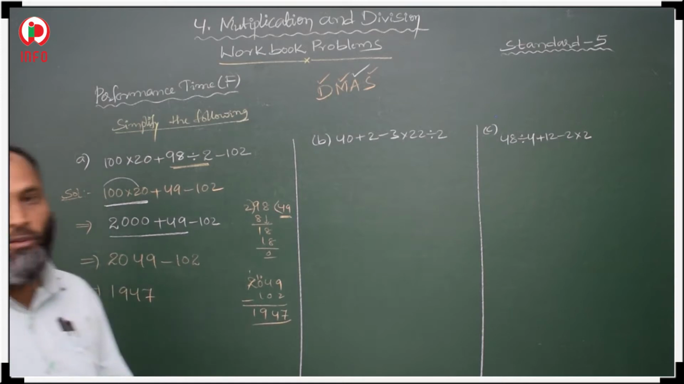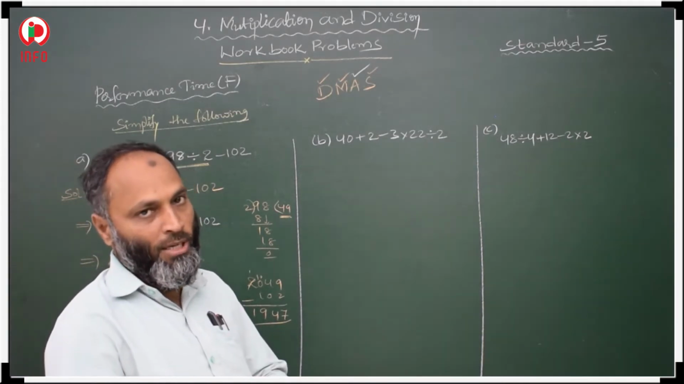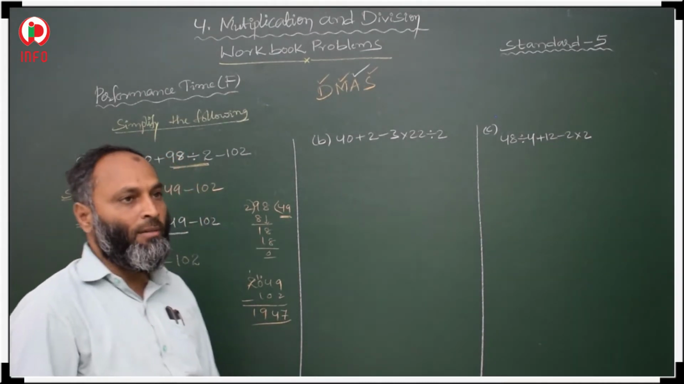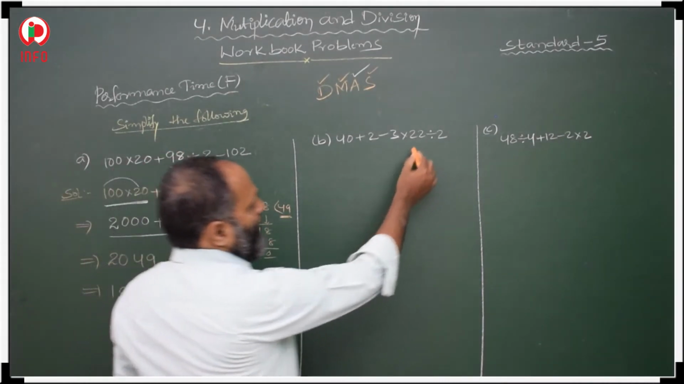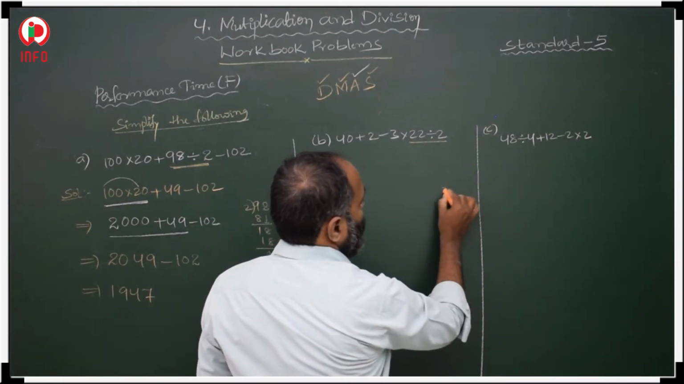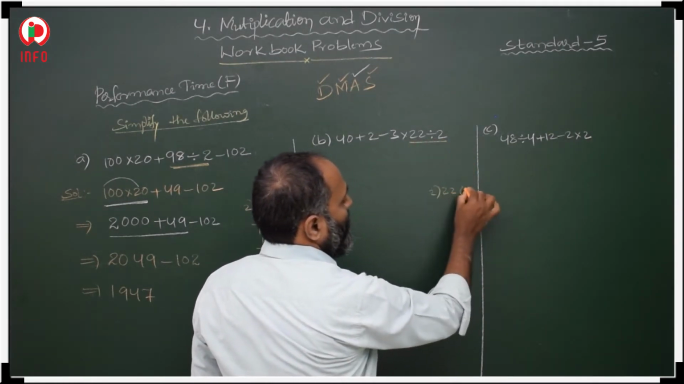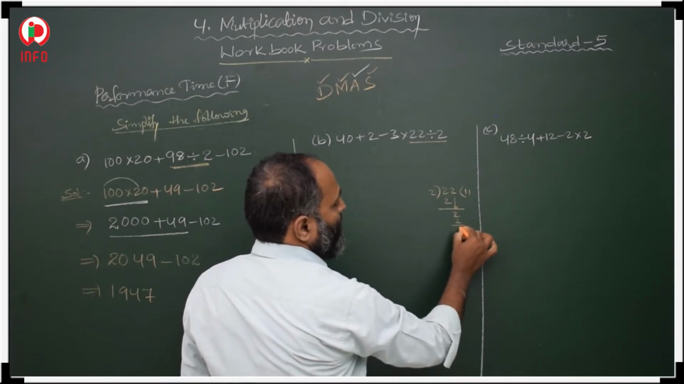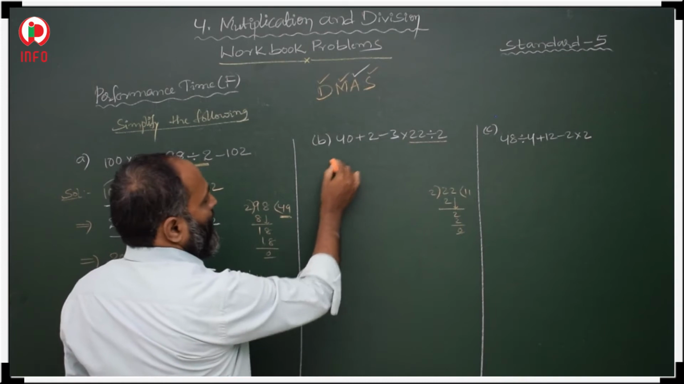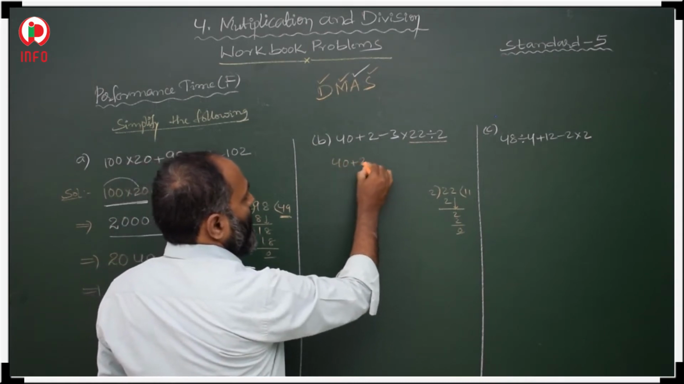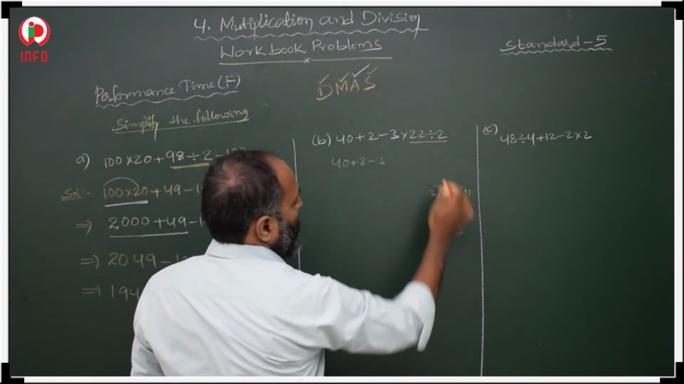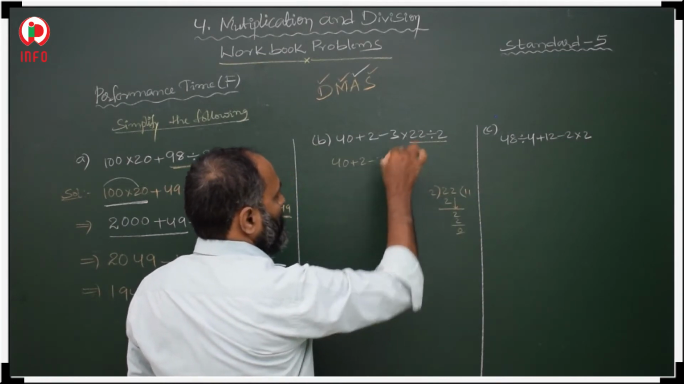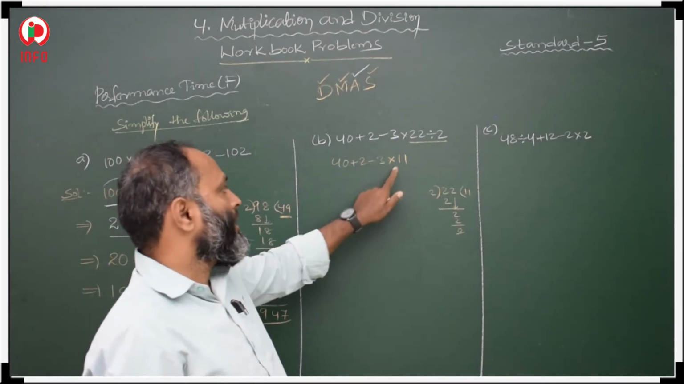In this way you have to do first division, then multiplication, then addition, then subtraction. In the next example, first the division part we have to do. 22 divided by 2. 2 ones are 2. Again 2 ones are 2. That is 11. 40 plus 2 minus 3 into 11. Into, just as it is, and 11.